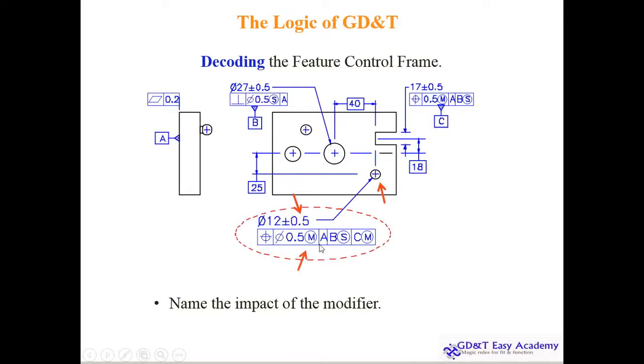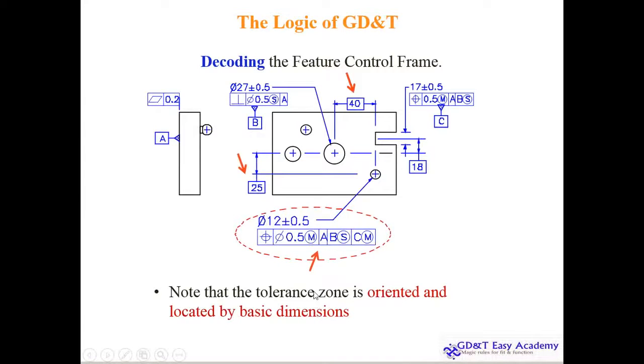And the impact of the modifier is what? So in case of a hole, the size will be reduced. In case of a shaft, the size will be enlarged. So MMC here reduces the size, because the smaller the size of the hole, the more it will weigh. That means maximum material condition. And here the orientation and location for the basic dimension, where you can see the 25 and 40, that is managed, because this location is managed from here and here. That means the 25 is critical for us and 40 is critical for us.